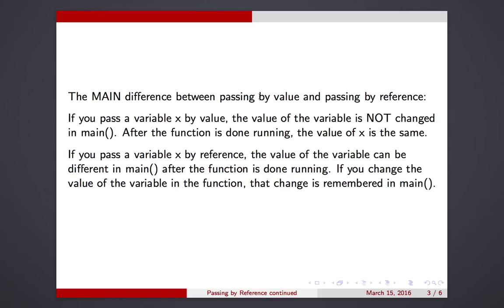So recall this from the previous video. If you pass a variable x by value, the value of the variable is not changed in main, because the box itself where that value was not messed with. After the function is done running, the value of x is the same back up in main. On the other hand, if you pass by reference, the program back up in main will remember what happened to that variable in the function. So passing by value is memoryless back up in main, but passing by reference, main remembers that.